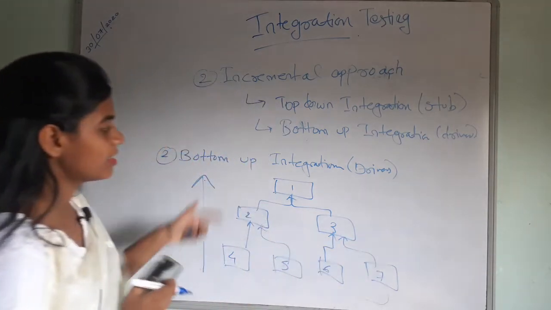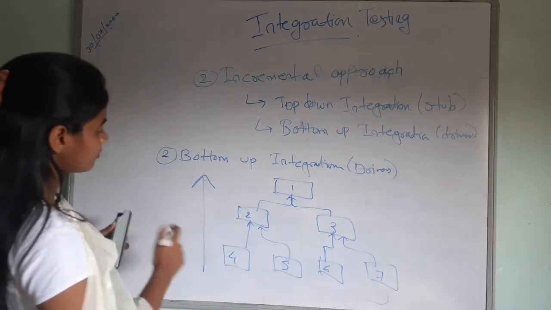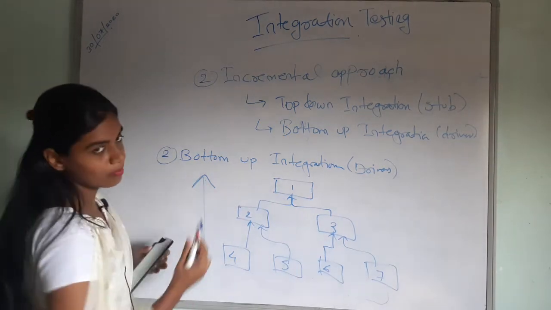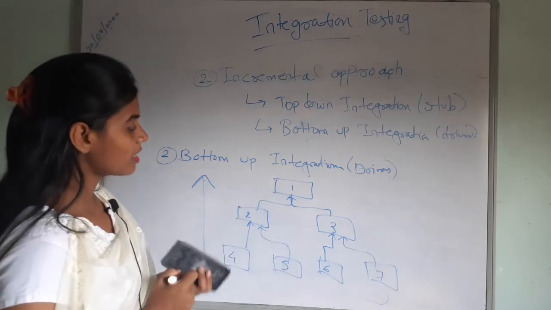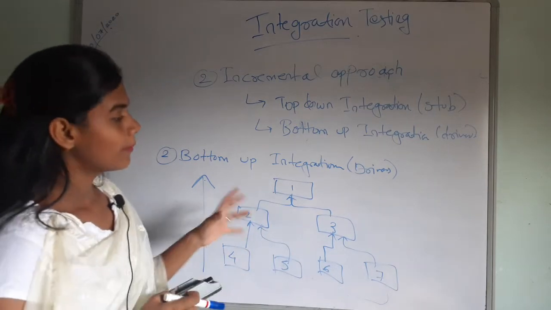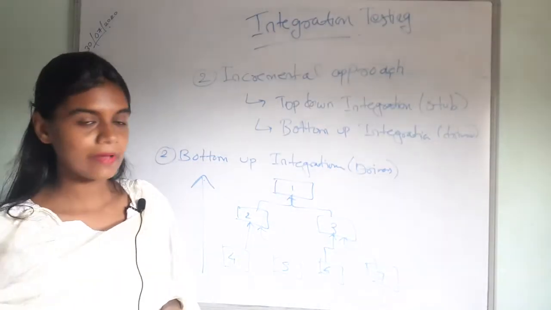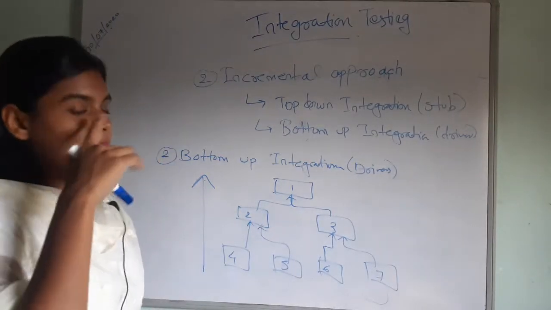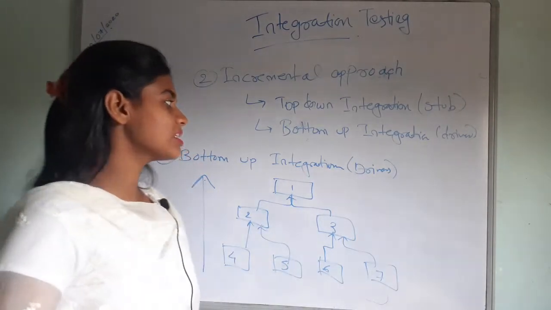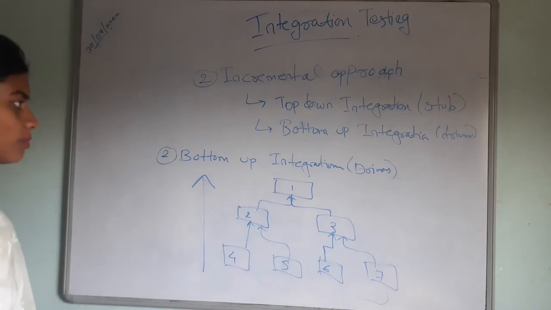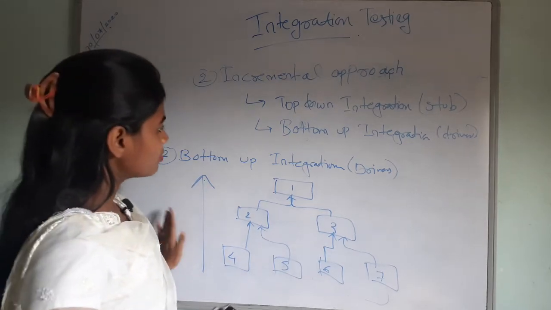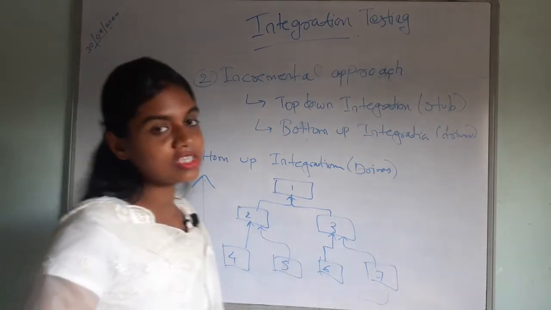These modules are connected in this way. So in bottom-up, the drivers are from the bottom up. The advantage here is that the bug can be easily identified and easily removed. So this is the advantage of bottom-up integration. In bottom-up, the driver is used, and in top-down integration, stubs are used.